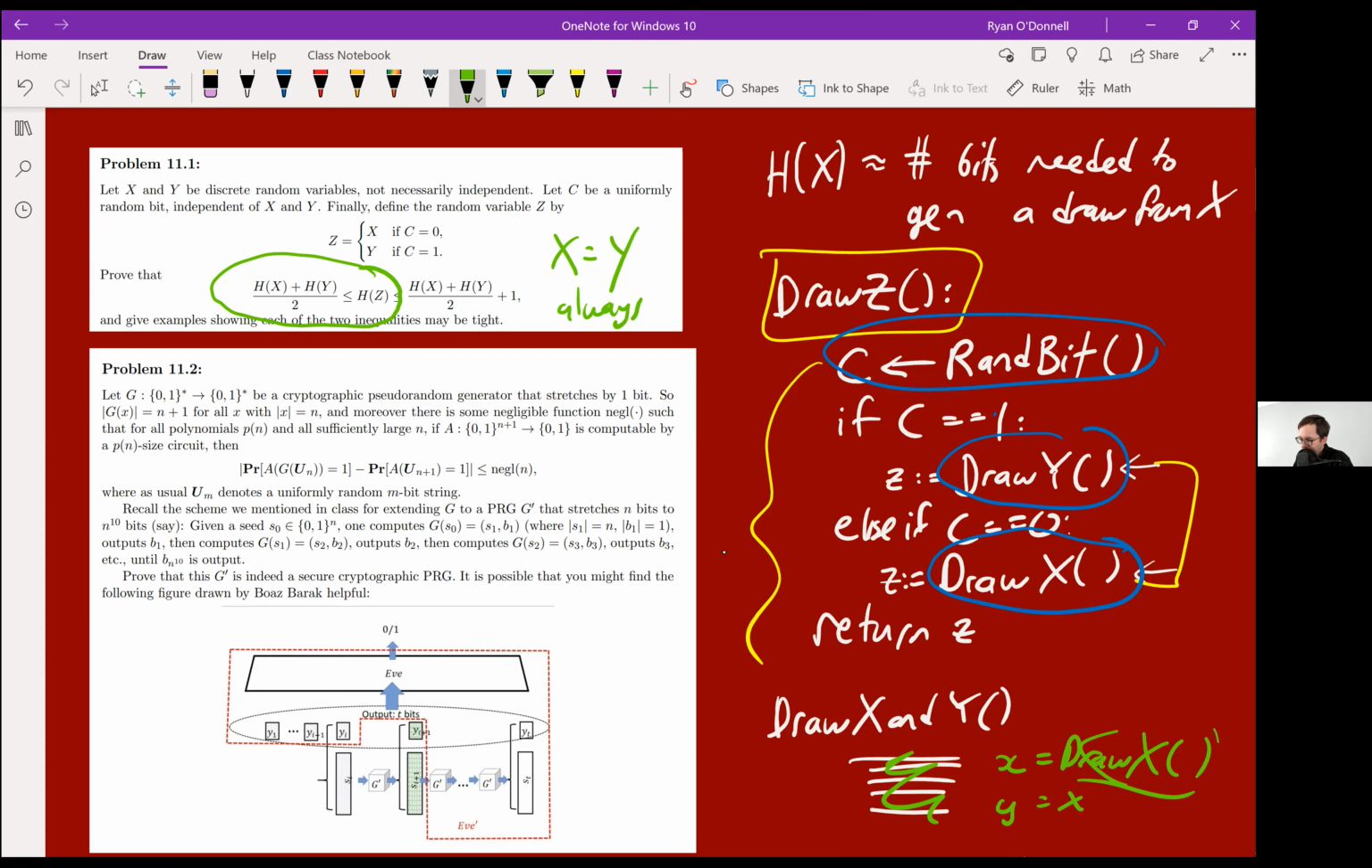I guess just Z depends on X and Y, which depend on this C, which gets flipped with probability 1/2 in each case. And so I don't know, that's like the intuition for why it's the average of the entropies, I guess. I don't know.